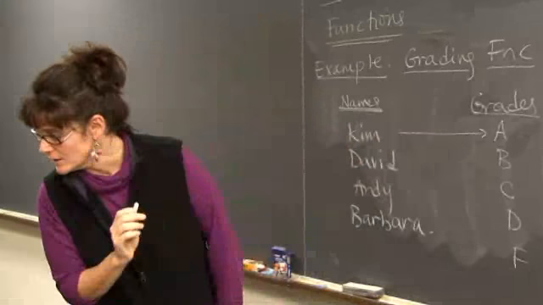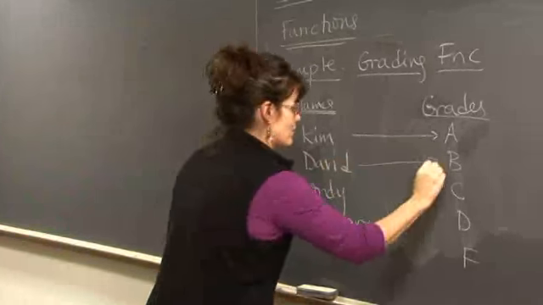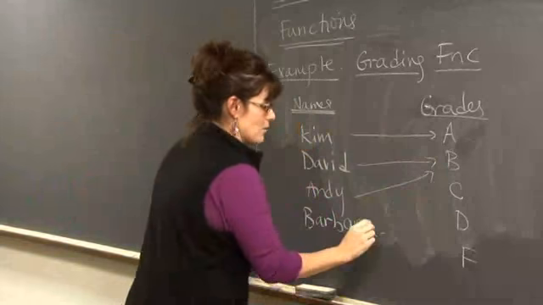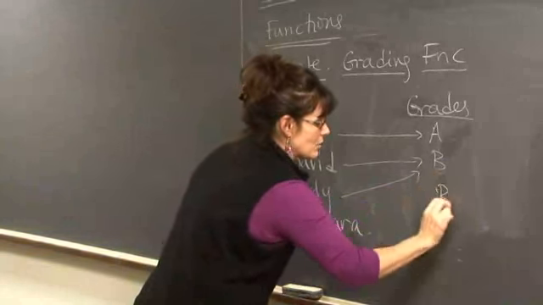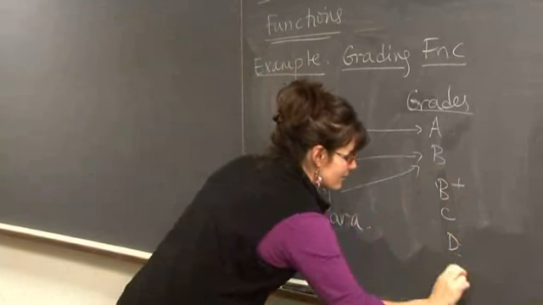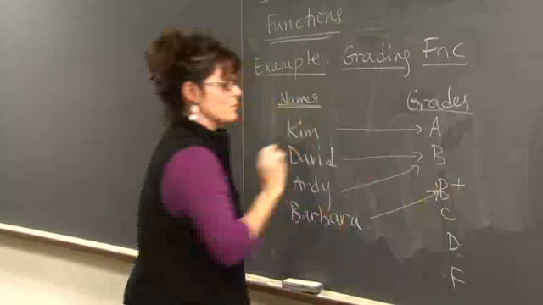What did I give David today? I gave David a B. He's going to be angry at me. Andy got a B. And Barbara, I think I was nice and gave her a B+, even though I didn't put a B+ in the list. I'm going to put it in there now. There's Barbara. I gave her a B+.